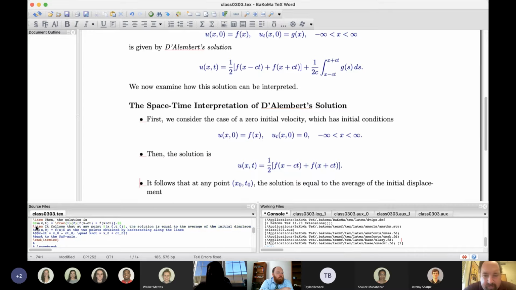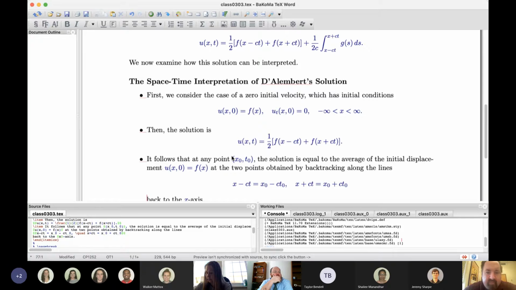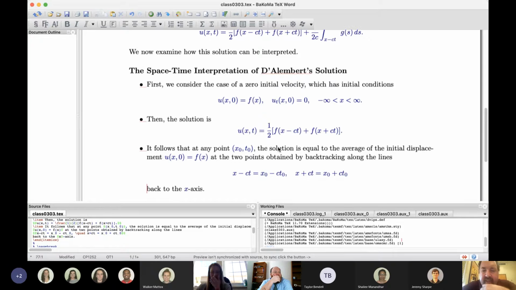So more specifically, if you want the solution at a certain point, which I'll call (x naught, t naught), then really what you're doing is backtracking along these lines where x minus ct is equal to x naught minus ct naught, and x plus ct is equal to x naught plus ct naught, for the particular point (x naught, t naught) that you have. These two equations define lines that pass through the point (x naught, t naught), and you're trying to backtrack along those lines to the x-axis.